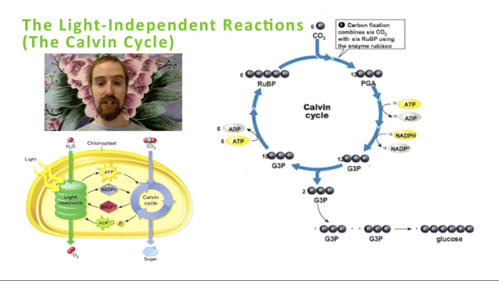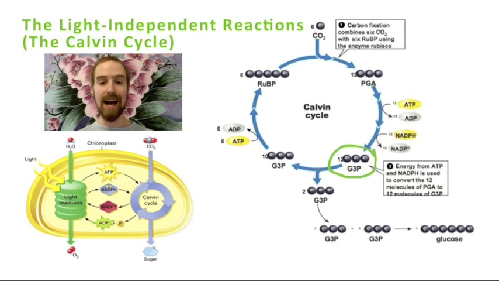The first step in the Calvin cycle is called carbon fixation. During carbon fixation, inorganic carbon dioxide reacts with an organic, carbon-based molecule called RuBP. This reaction is catalyzed by an enzyme called rubisco. The organic carbon molecule produced is labeled here as PGA, and each molecule of PGA contains 3 carbon atoms. Energy from ATP and NADPH is used to convert these PGA molecules into a different organic molecule called G3P, which has higher potential energy than PGA.